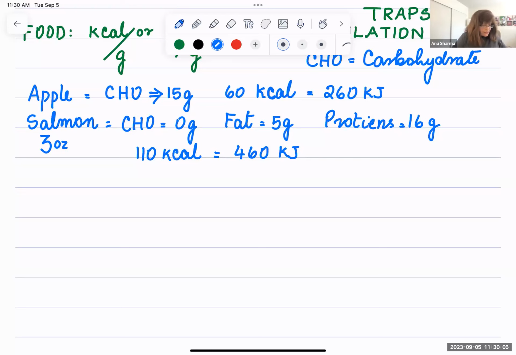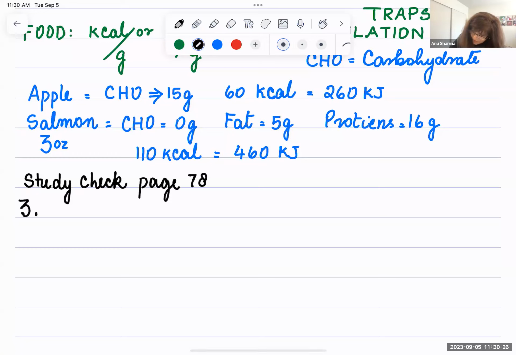Now let's do this problem here. It's a very interesting problem. It's a study check problem, on page 78. The problem is 3.6 Study Check. Using the nutrition values of 1 serving of crackers, you are given crackers and some values for the crackers. Let me write those down. This is again on the food label or table.